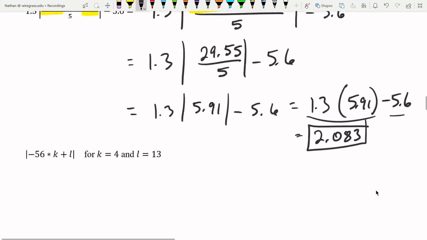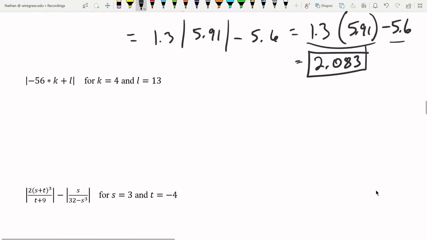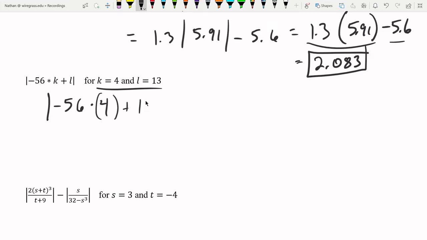Okay, for this next problem, we have variables, but we know what the variables are. So we can just plug them in and simplify the expression, or solve the expression, I should say. So we have -5.6 times k, which is 4, and L, which is 13. Here I don't need the parentheses because it doesn't really clarify anything. It just kind of clutters things up. So I'm just going to drop the parentheses there.